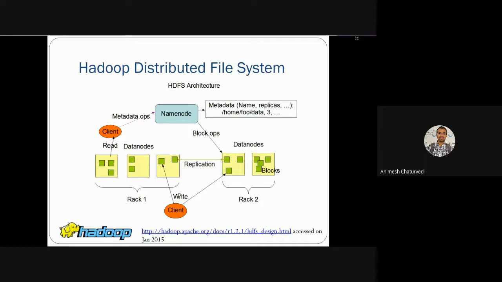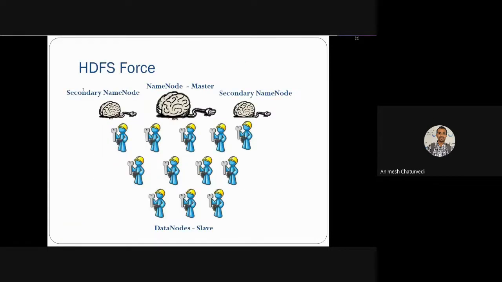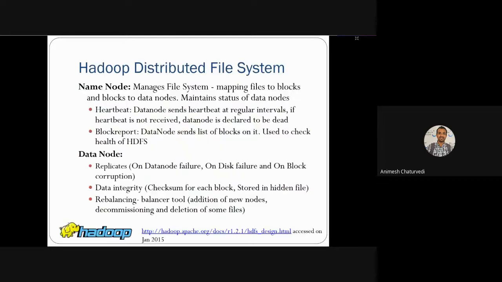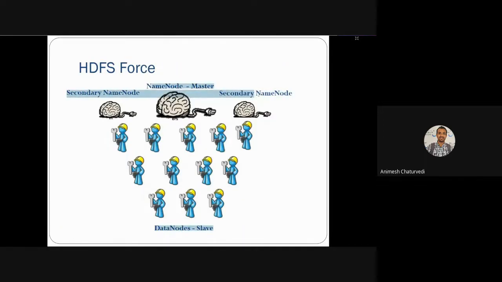Then the client can also write some data on various data nodes, and whatever they write is reflected on the name node, and new metadata is created. This is the simple picture: the name node as master, secondary name nodes, and then the slaves are data nodes. There could be one name node as master and two secondary name nodes, and any number of secondary name nodes could be created. Thereafter, various slave nodes are there in the Hadoop cluster.